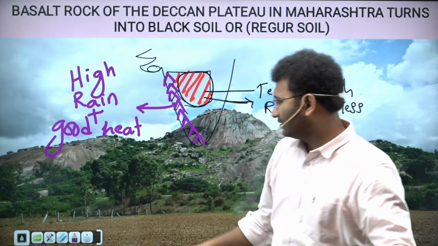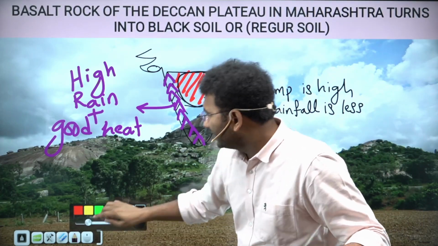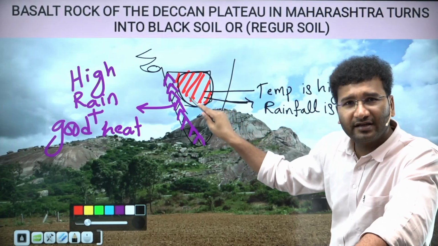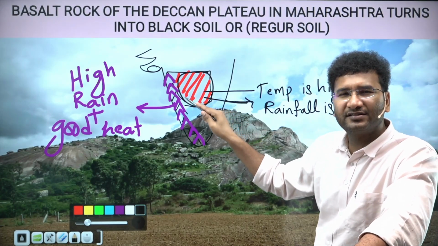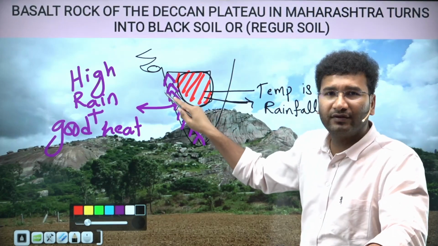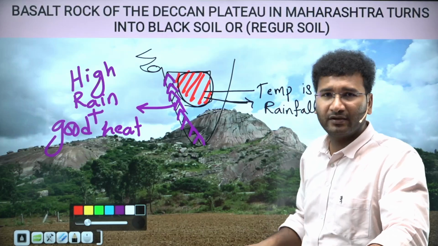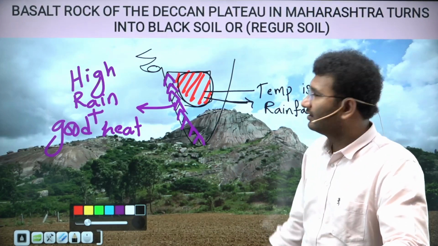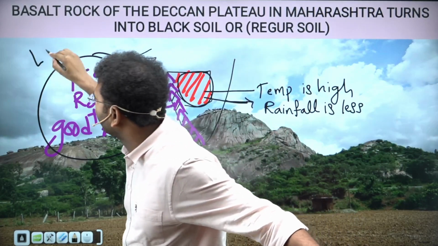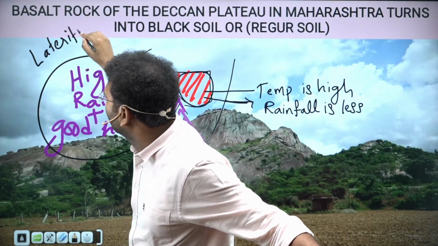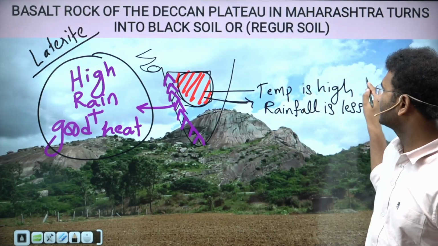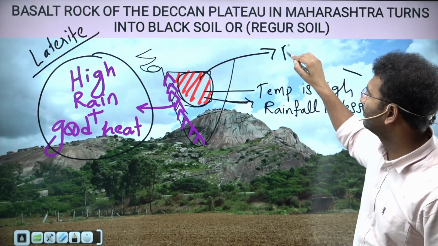Same rock. Now the same rock is subjected to different climatic conditions. Here the temperature is very high in this region, Rayalaseema region, Andhra Pradesh, compared to the rainfall of the Western Ghats. Here there are all mountains, so rainfall is high. Now here the type of soil that you are going to see is laterite. This is called laterite. Whereas the type of soil that you are going to see in this part of the region is black soil.